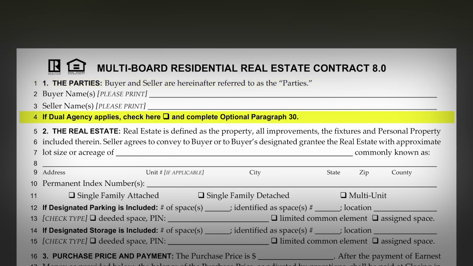Line 4, dual agency applies, click it here. Very important that you click that box. It will carry over into an additional portion of dual agency, but it is important, if in fact you are doing that, that you check that box.